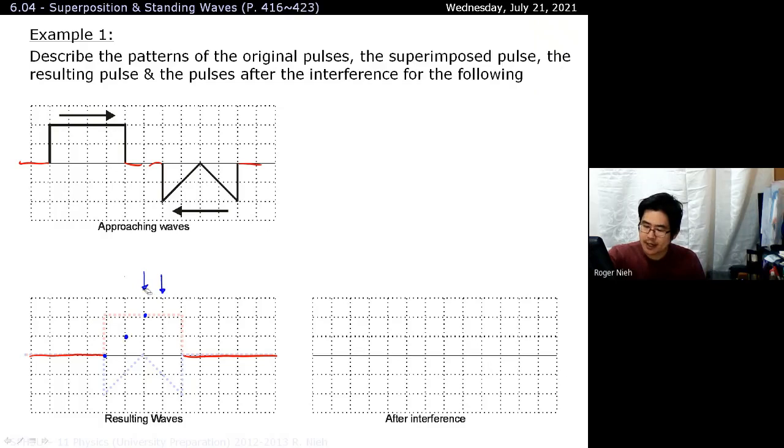Next, we're going to take a peek at this grid line right over here. You'll see that the red wave has a value of +2. The blue wave has a value of -1. So 2 plus -1 will give you +1.